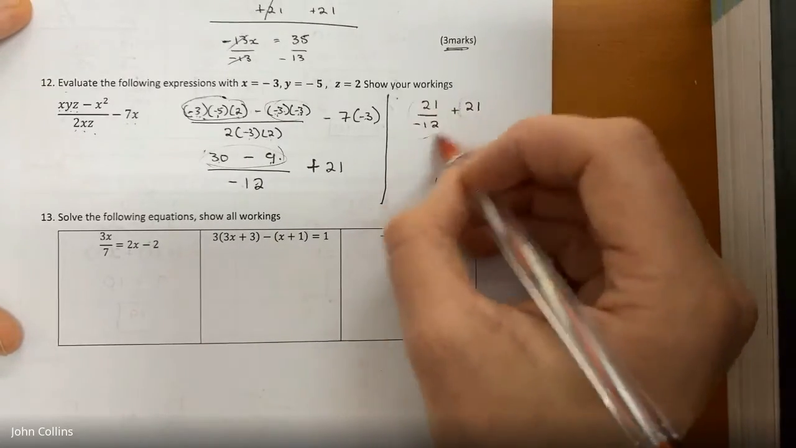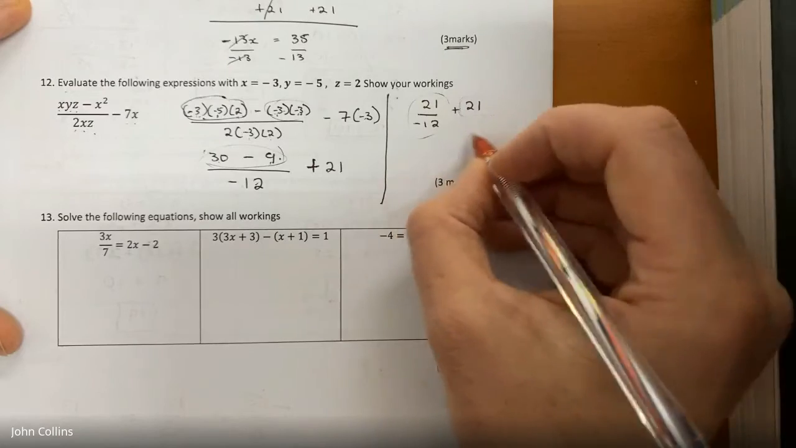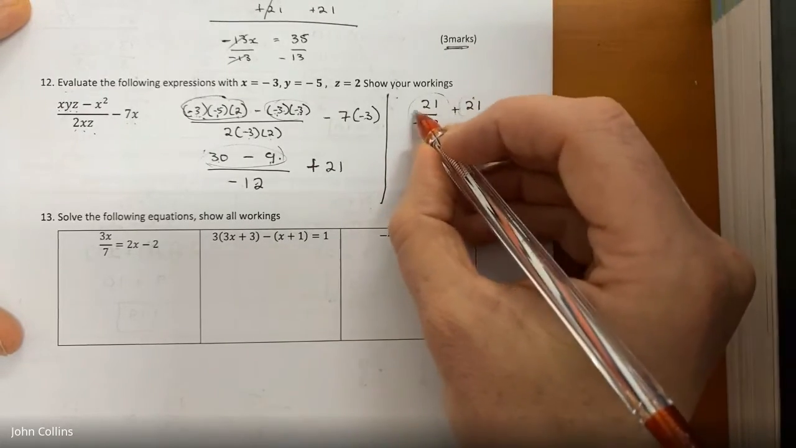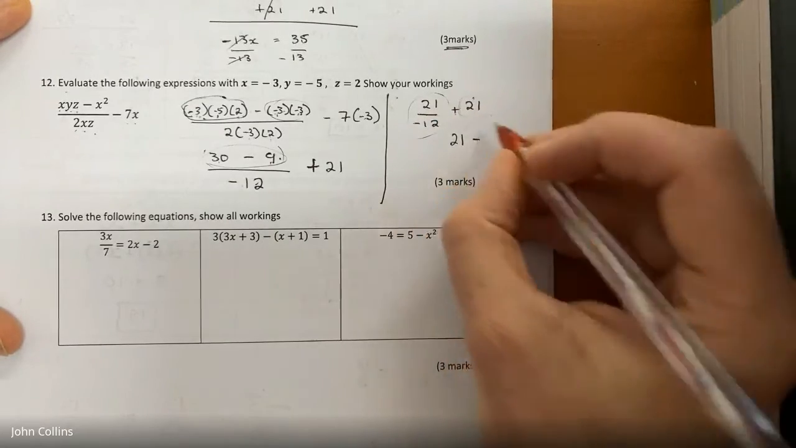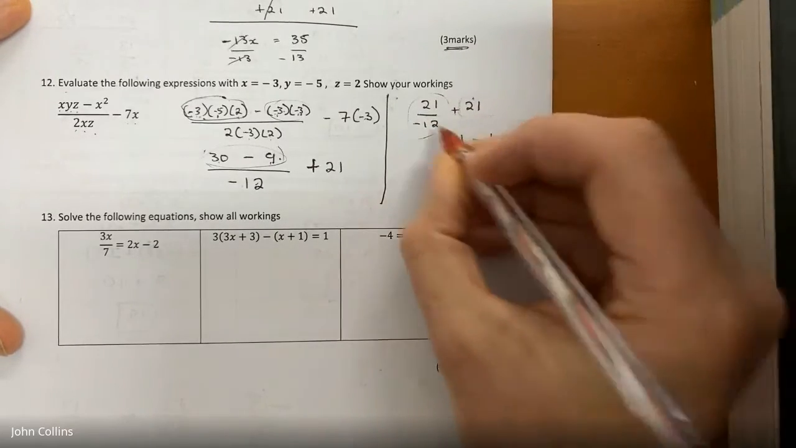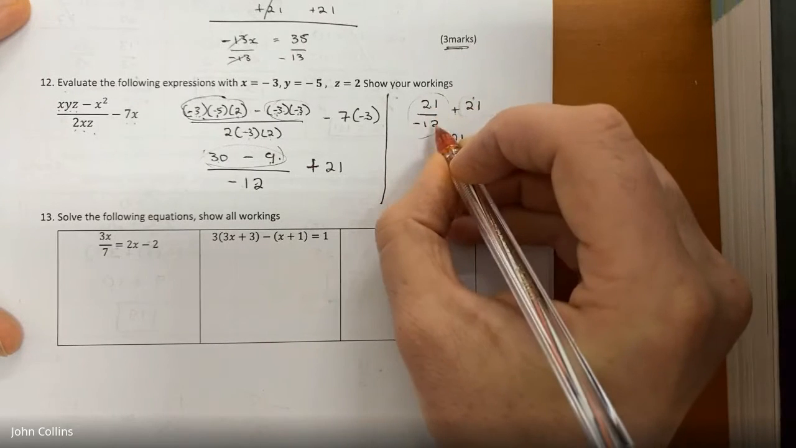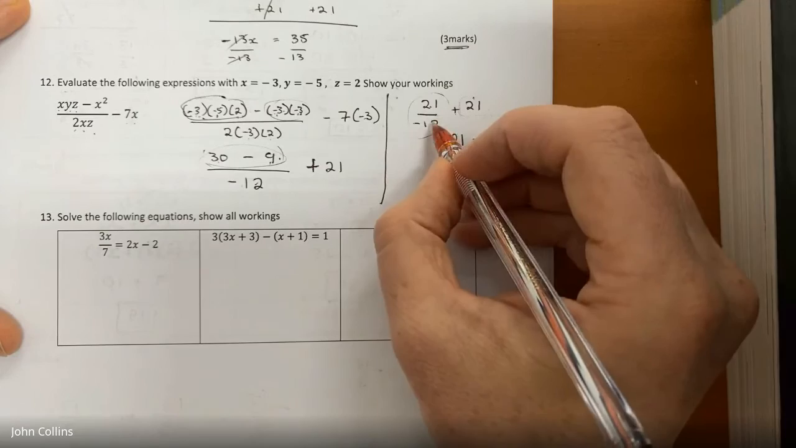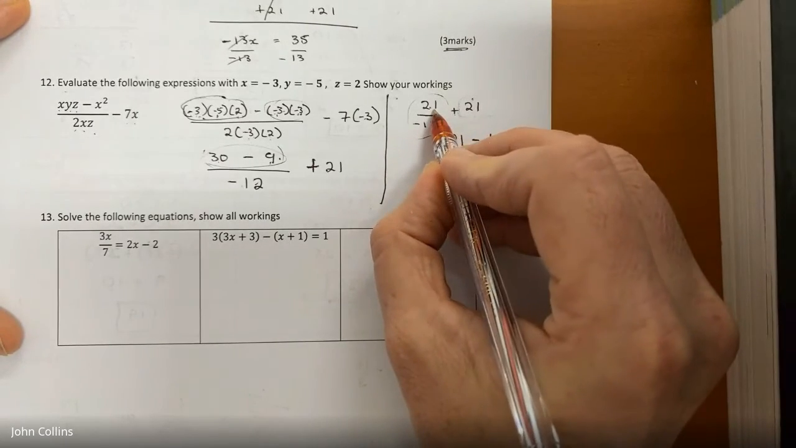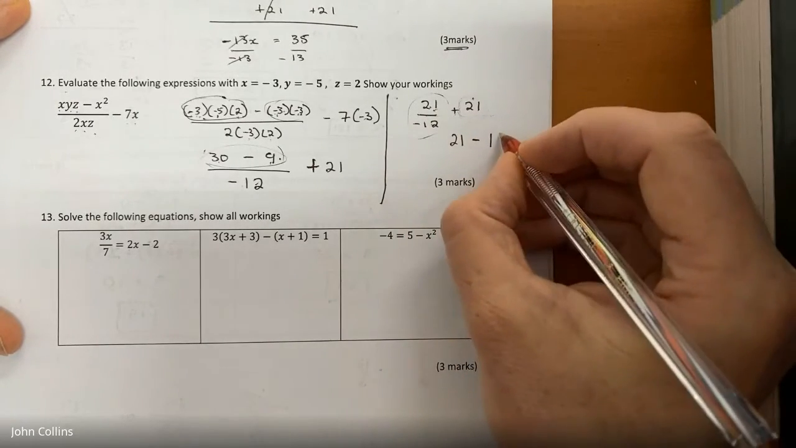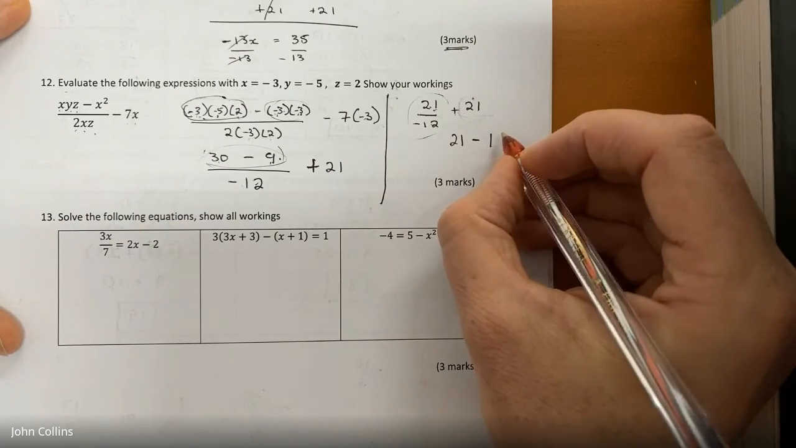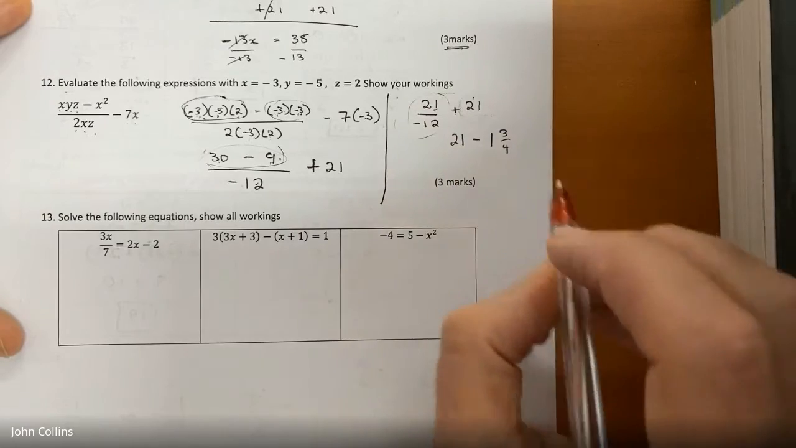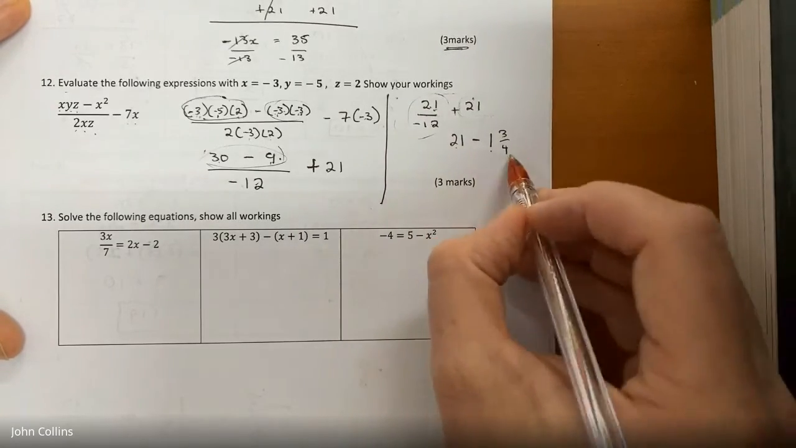Or you can change this to a mixed fraction and rearrange. So it'll be 21, if I put this first, plus 21, take away this. And this is a mixed fraction. Well, 12 into 21 goes once, and the remainder is 9, so that's 9/12. 9/12 simplified is 3/4. Now, I did that quite fast because you can just do this on your calculator if you want. So that's 21 take away 1 3/4.